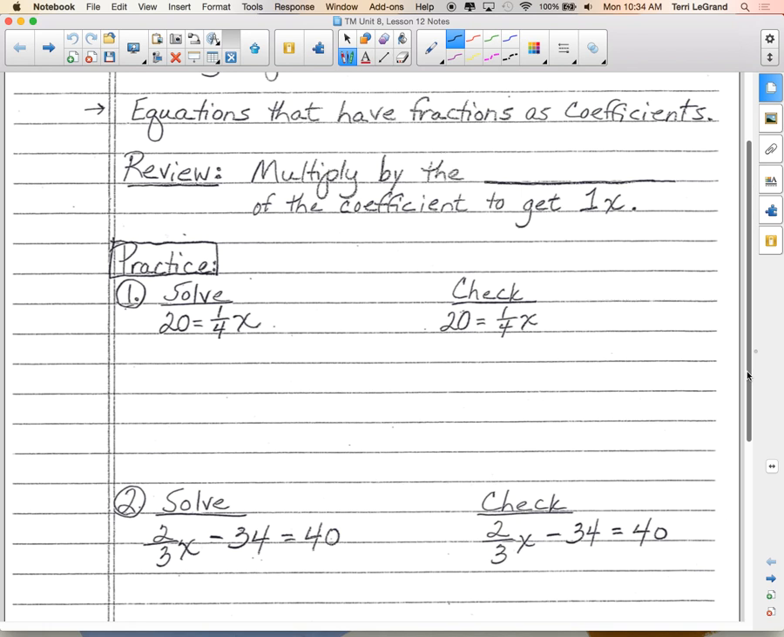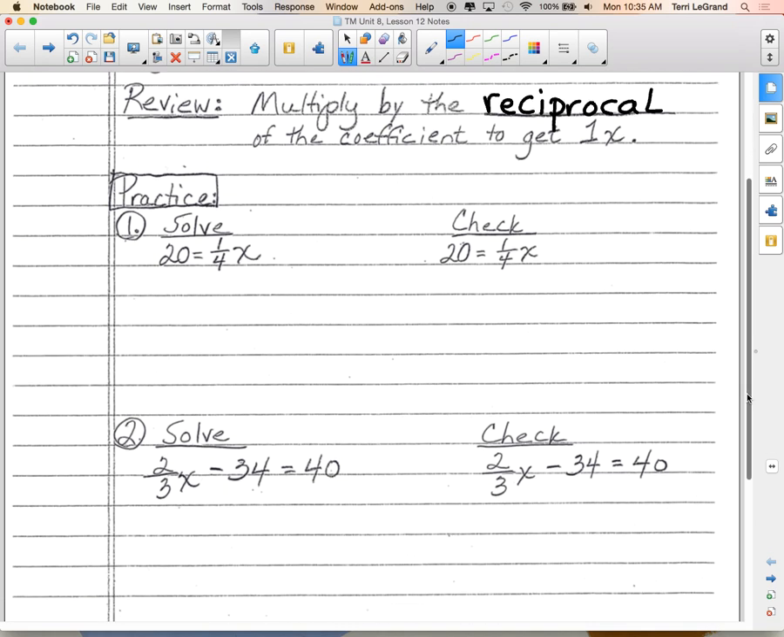So let's have a little reminder of what we have to do. To get a 1x, what would we have to multiply by to get a 1 if we have a fraction? How do you get a 1 when you're multiplying and you have a fraction involved? Danny? Multiply by the reciprocal. So we're going to multiply by the reciprocal, because we want to create a 1x. So that's how we're going to deal with having a fraction coefficient.